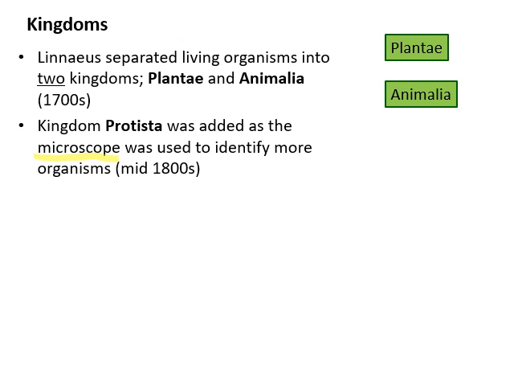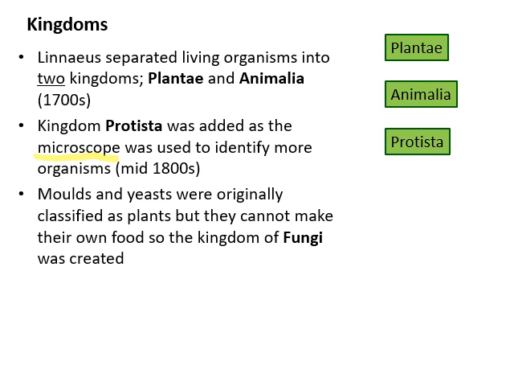Once we could start seeing them and seeing what they did and how they went about living, where they got their food from, we said, okay, well, these aren't quite plants, they're not quite animals, so let's give them their own category. We'll call it Protista. Molds and yeasts originally were thought to be plants, but because they don't make their own food, they're not autotrophs, so they got their own kingdom as well. So all fungi fit into that, and at that point we had those 4 kingdoms.